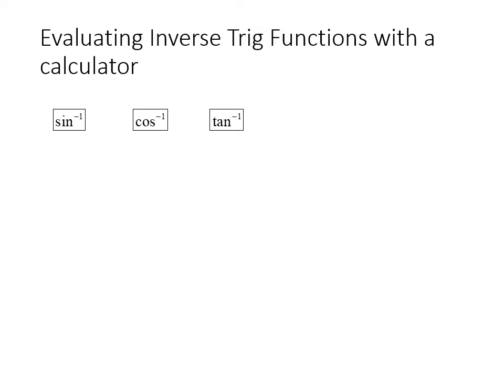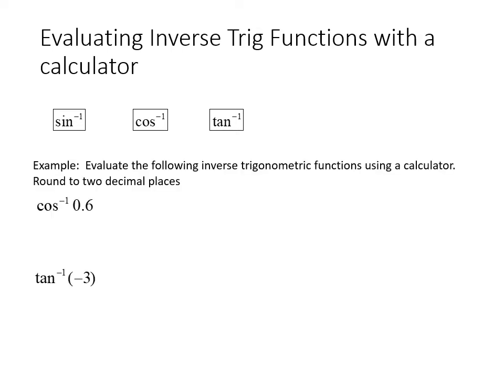Okay, so what we're going to do is we're just going to type those in the way that we see them. So if I want to do the inverse cosine of 0.6, on my calculator I'm going to push the second button and then the cosine button to get the inverse cosine, and then I'm going to type in 0.6, and when I press enter I should get 0.93 if I round that to 2 decimal places.